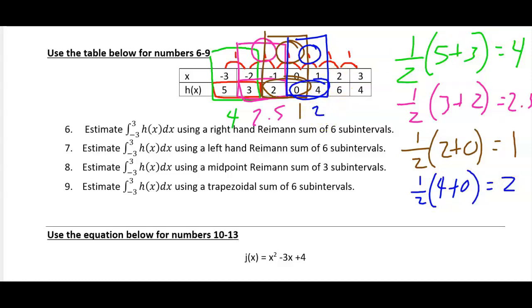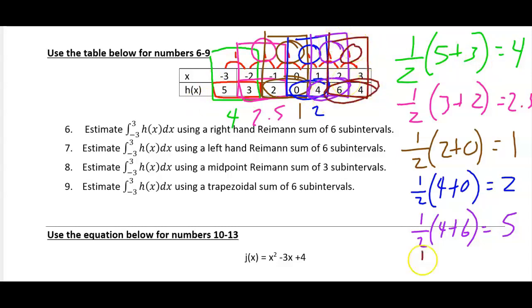Next pair. Height is 1. Bases are 4 and 6. And finally, height is 1. Bases are 4 and 6. Same thing as the other one. 5. Forgot to write down the last 5 there too.